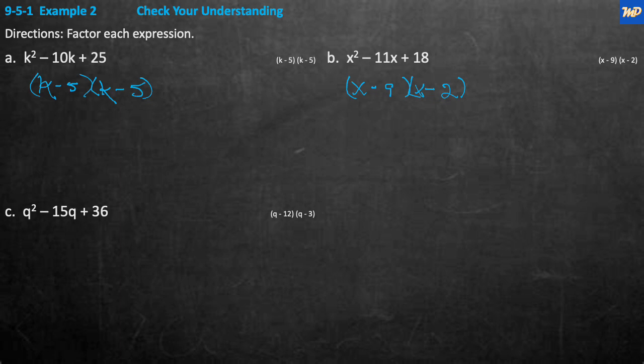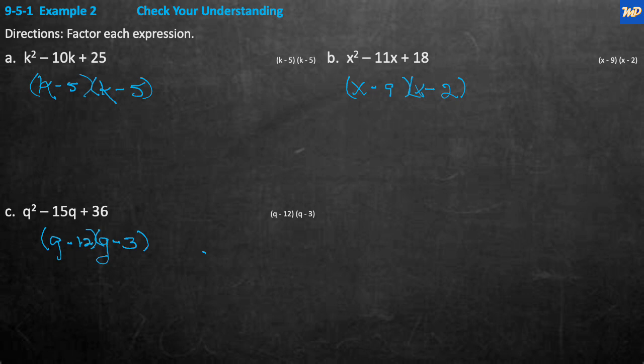Let's try this one. Two sets of parens, q and another q. What 36 factors, which are negative factors, will give us negative 15? Well, the only ones I can think of is probably 12 and 3. 12 and 3 gives us 15. And 12 times 3 gives us 36. So I'm going to put a negative 12 and a negative 3. Okay?